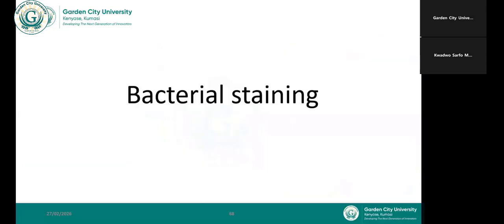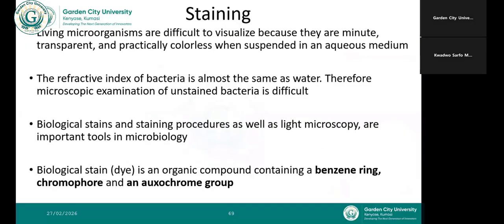So bacterial staining. If you pick the raw colonies and you want to visualize them under the microscope in an aqueous solution, after emulsification they will appear colorless, because the bacterial cells have almost the same refractive index as that of water. I hope you understand refractive index. Hello?